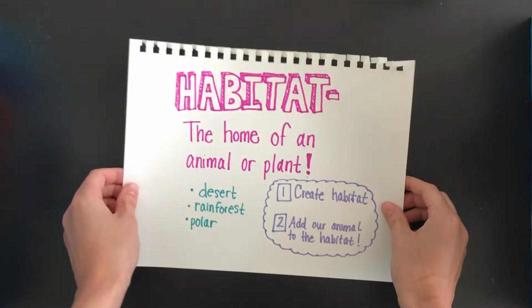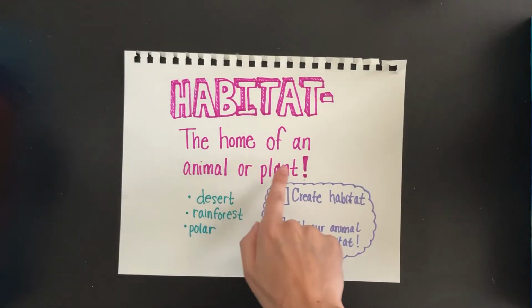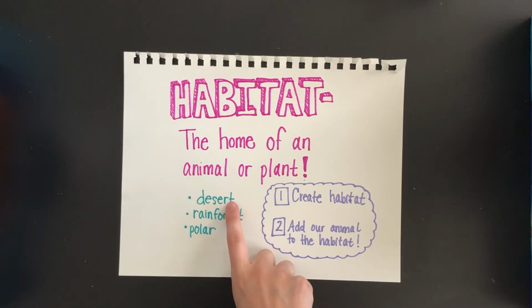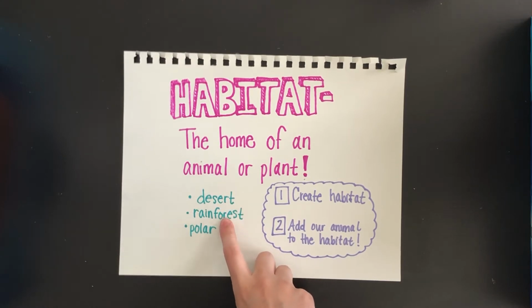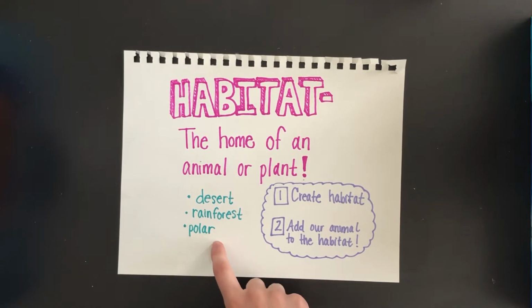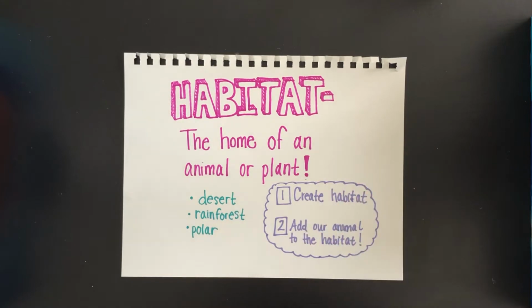Boys and girls, today we're going to be making a picture of an animal in their habitat. So we need to start by learning what a habitat is. A habitat is the home of an animal or a plant. Three examples of a habitat could be the desert, the rainforest, or a polar habitat, meaning ice and snow, some sort of cold weather.